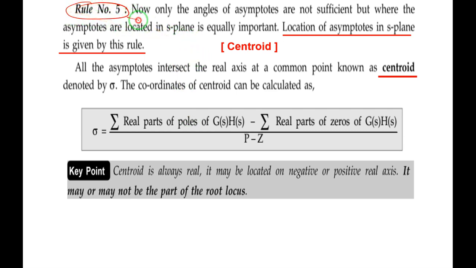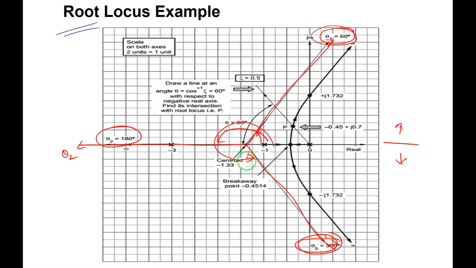Rule number 5 speaks about the centroid. What is the centroid? I will tell you. Let me go back to this diagram. Yes, for these asymptotes, I have to take one point from which I have to measure the angle. Theta 1 is 60 degrees. This point, this centroid, is minus 1.33. This means the centroid is always located on the real axis. How do we calculate this centroid? That is very important. The centroid is the location from which we measure the angle of asymptotes.